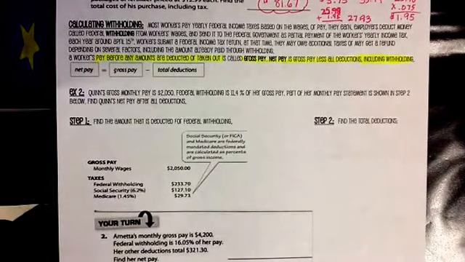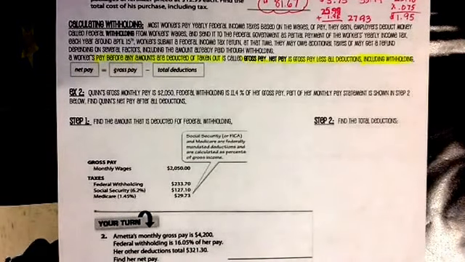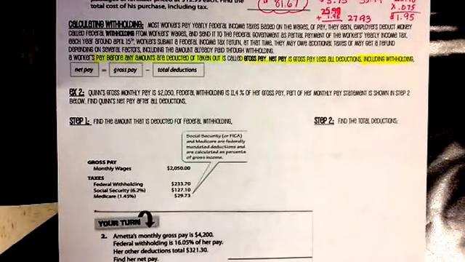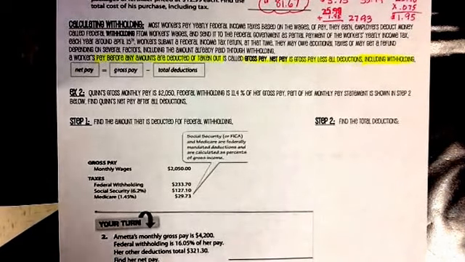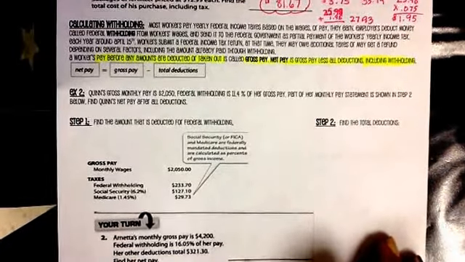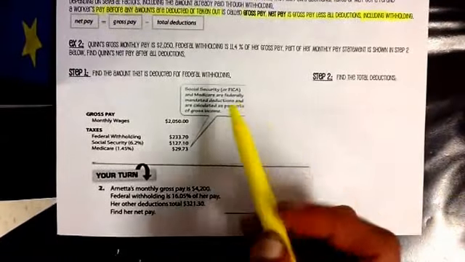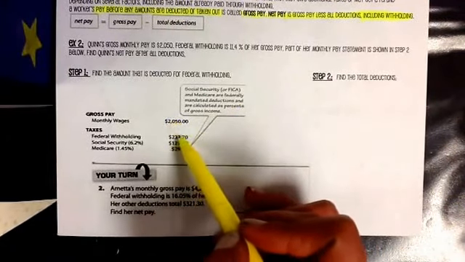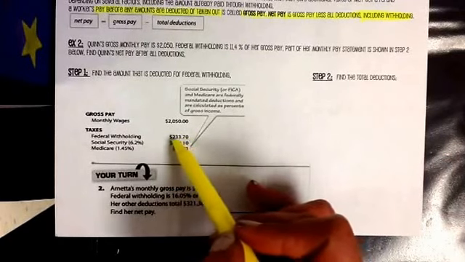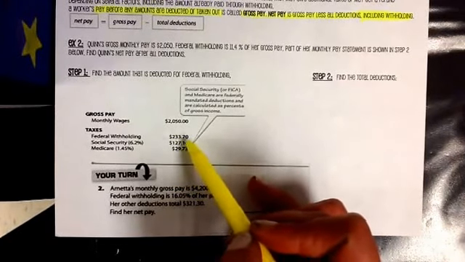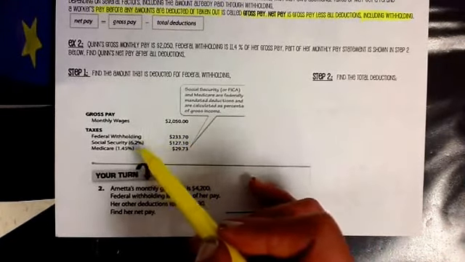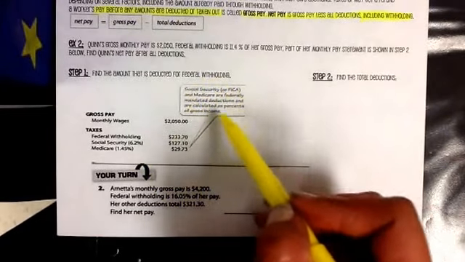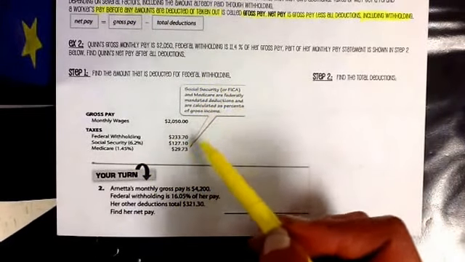In example 2, it says Quinn's gross monthly pay is $2,050. Federal withholding is 11.4% of her gross pay. Part of her monthly statement is shown in step 2 below. Find Quinn's net pay after all deductions. So this is her gross pay, and here's the federal government withholding, but these are also other deductions like Social Security and Medicare, and it's just letting you know that they take it, calculated as percentages.